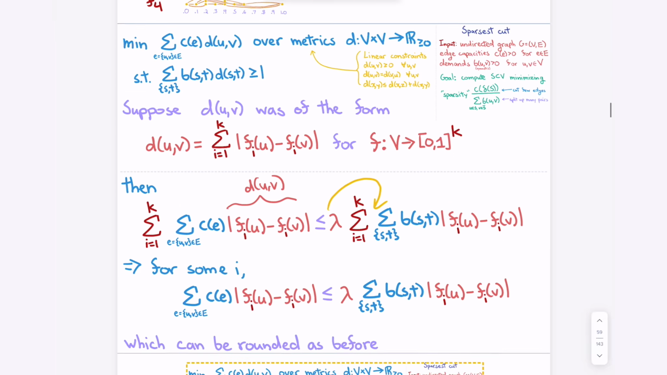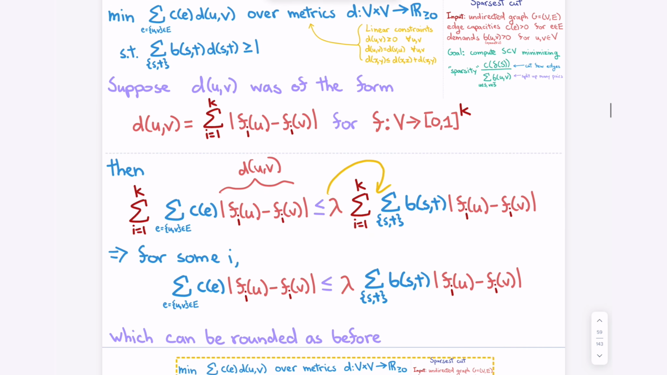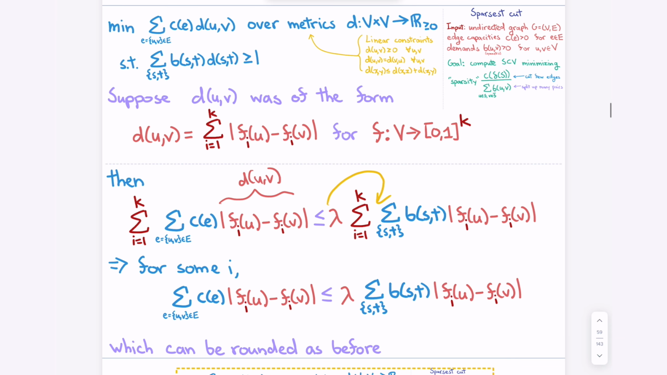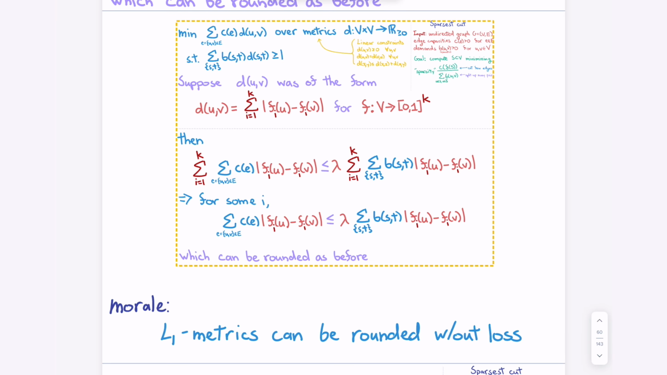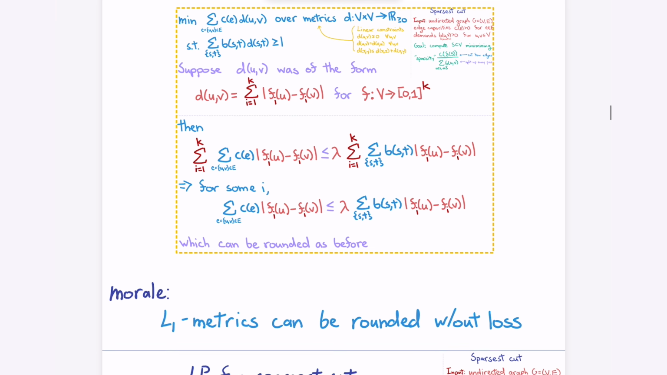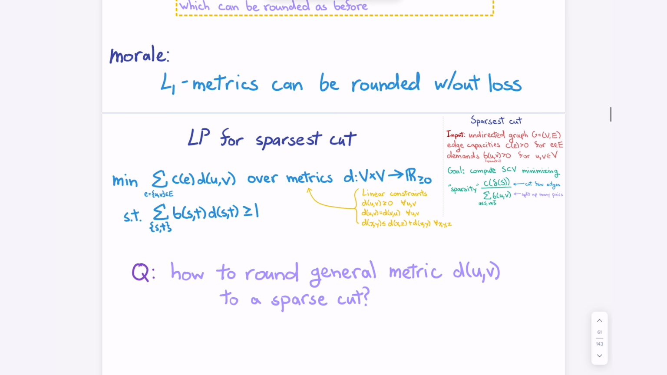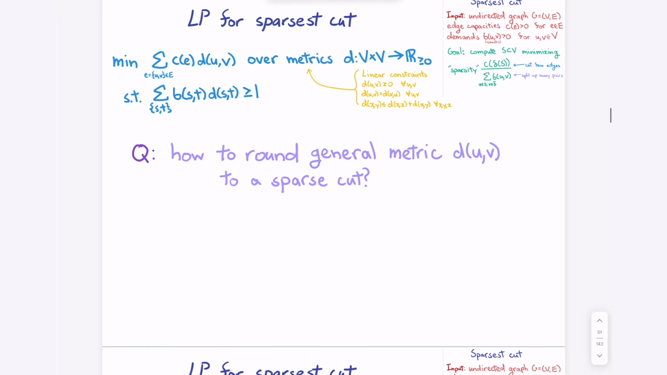Okay, good. So you can now round L1 metrics. L1 metrics can be rounded without loss. In fact, they're no harder than a single line metric. That tells you something about why L1 metrics are useful. Okay, good. Now here comes the big question.